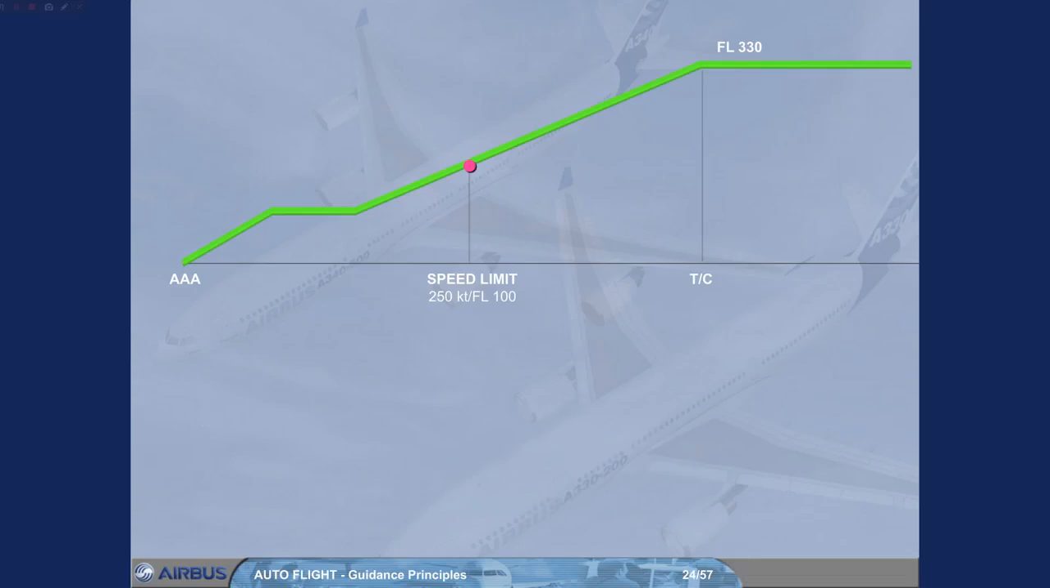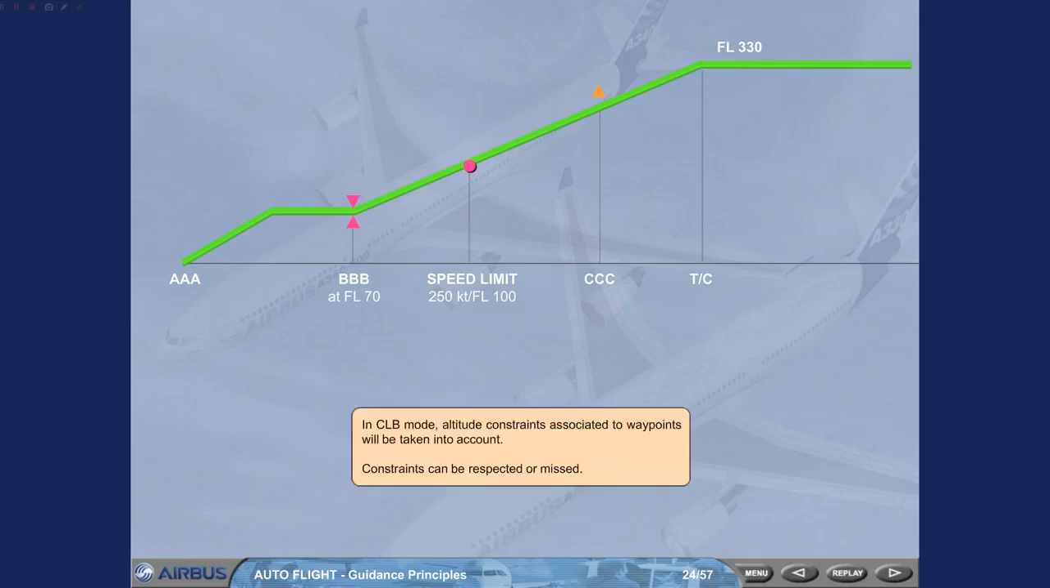In climb mode, altitude constraints associated to waypoints will be taken into account. Constraints can be respected or missed. Altitude is always associated to climb mode.